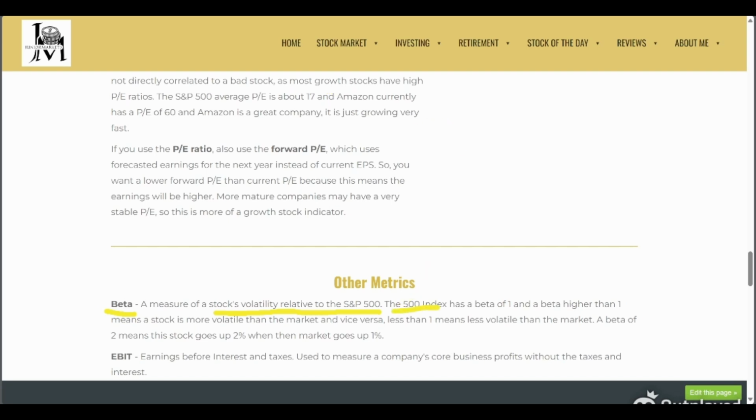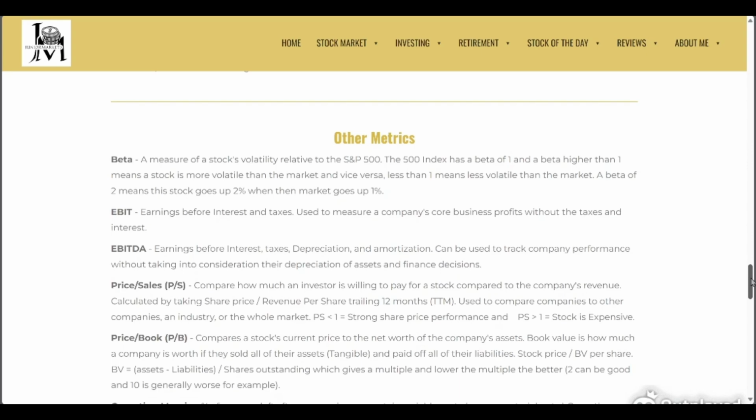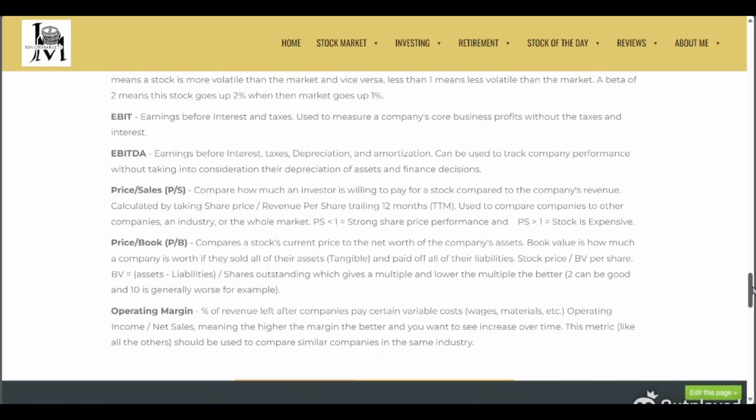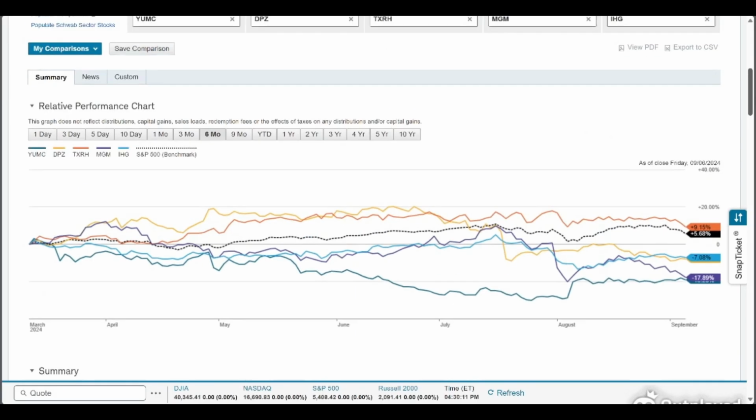The S&P 500 has a beta of 1. So any beta higher than 1 means the stock is more volatile than the market as a whole, and vice versa, if it's less than 1, then it's less volatile than the market. If you're looking for a riskier investment, then you would go over 1, and that's normally more growth stocks. If you're looking for something more stable, like utilities, then you might go for something under 1.